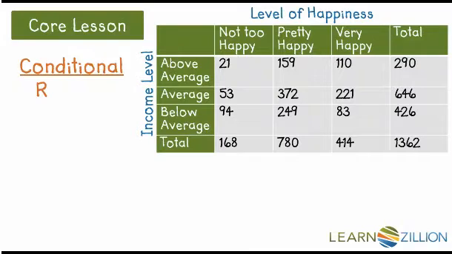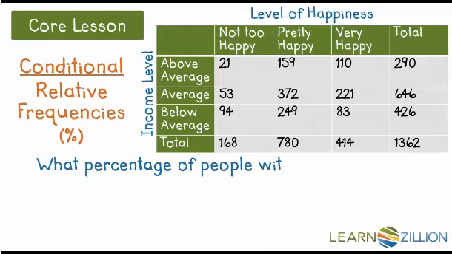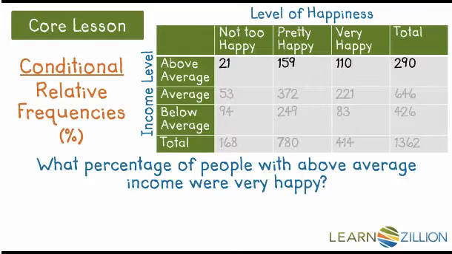Now, another type of frequency we can look at is a conditional relative frequency. And it's very similar to a relative frequency in that we're still going to relate a part to a total and create a percentage. The difference is this time we have a certain condition we're going to look at, and we're only going to focus on that certain condition. So in this one, what percentage of people with above average income were very happy? In the last one, we just looked at people who were very happy. But in this case, we're only going to focus on those people who reported above average income.